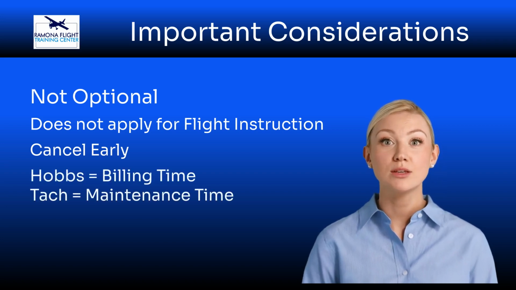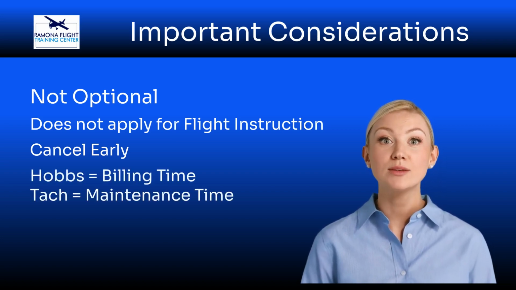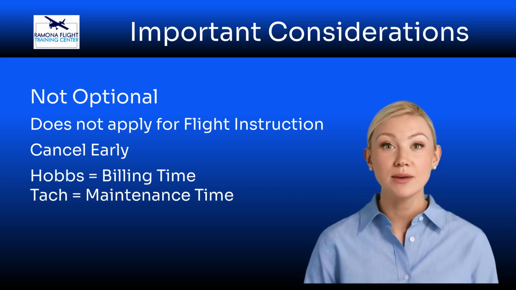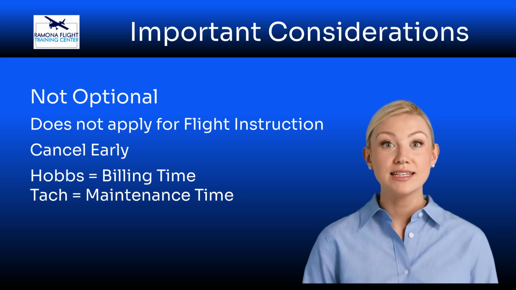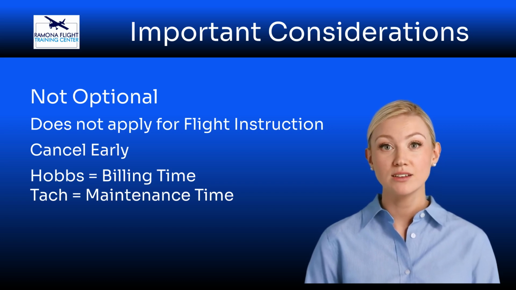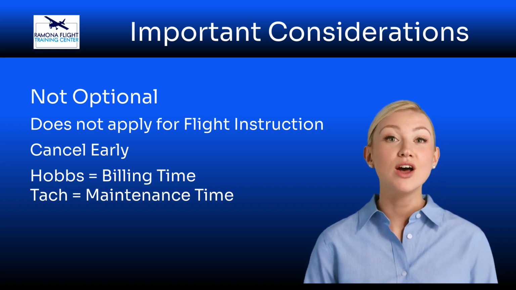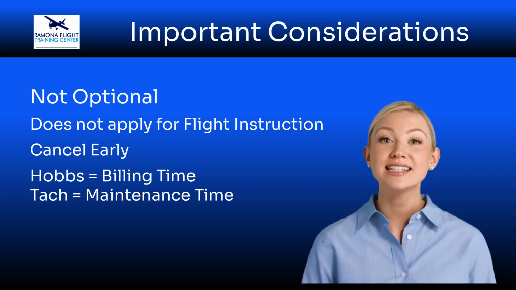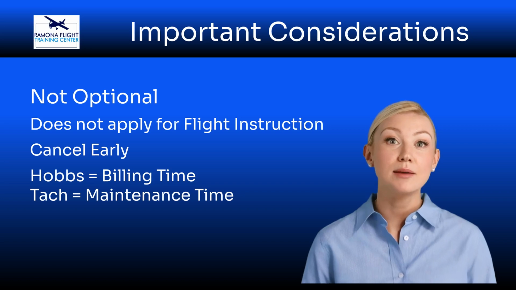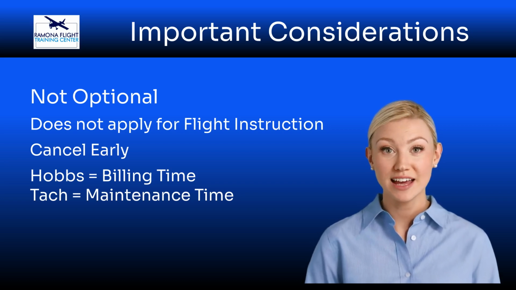We will be using the terms HOBS and TAC. HOBS time is like a clock, and it is the time that you pay for on the aircraft. TAC time is for maintenance purposes. Although both important, they do not always coincide with each other, and you may see that the duration of each of these may be a bit different at the conclusion of your flight.